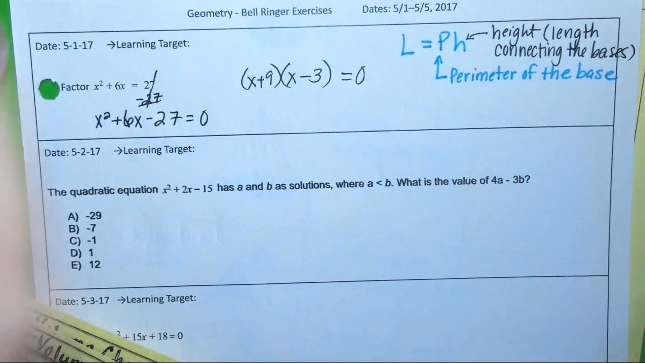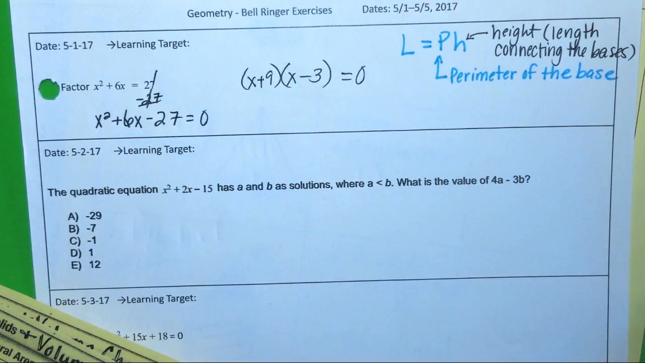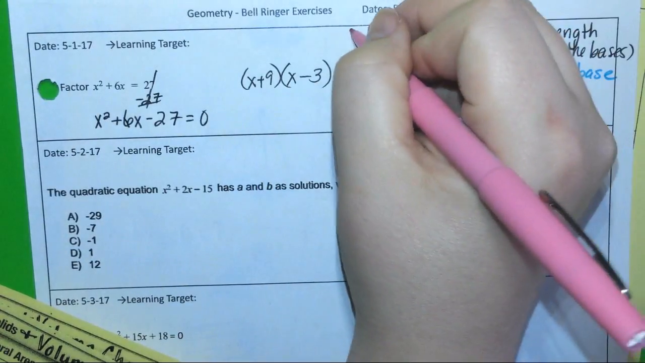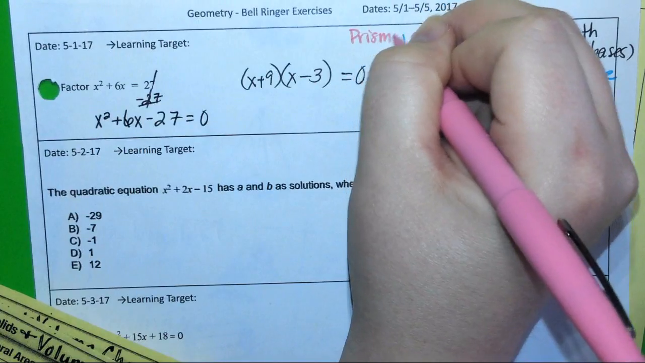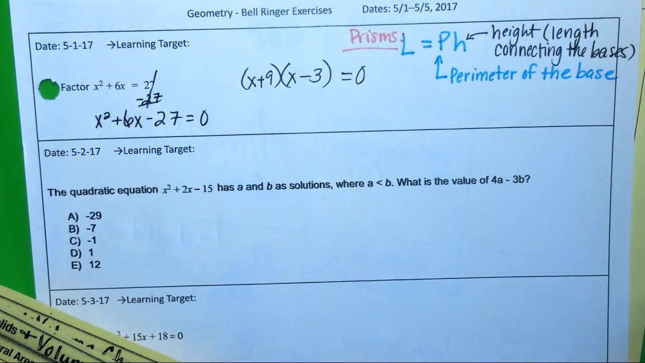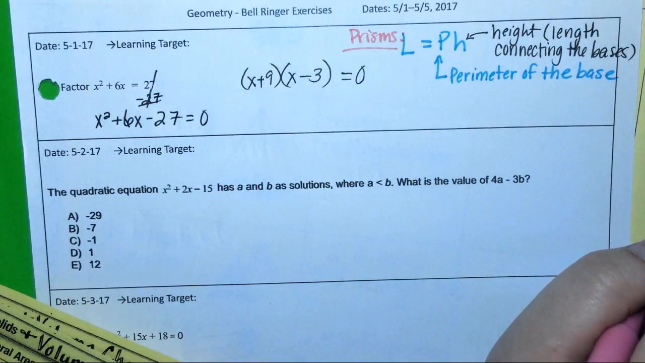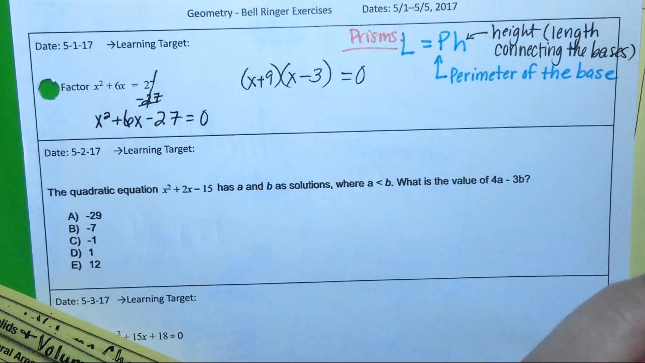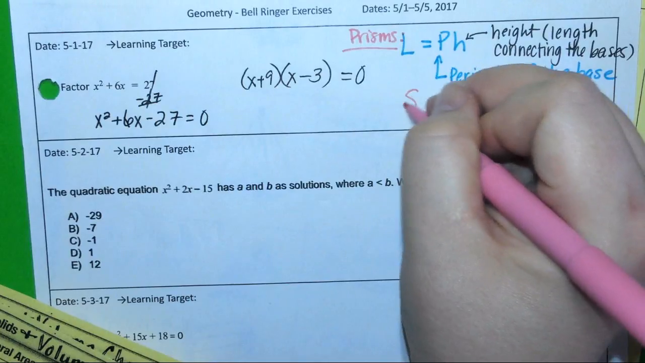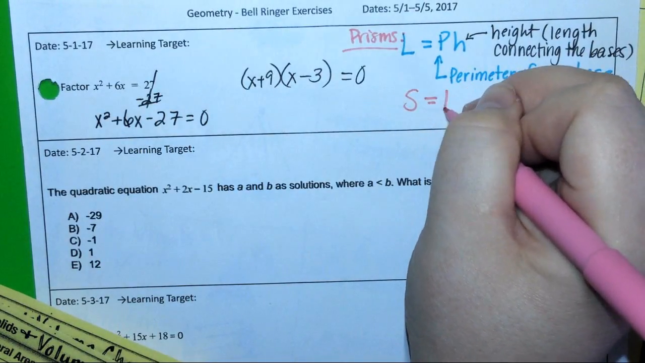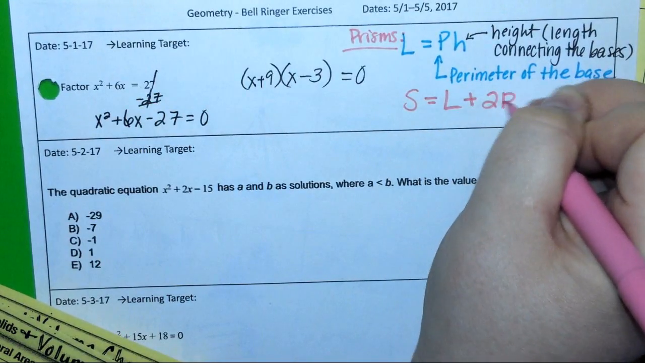Okay, we also use the surface area formula for prisms. This is for prisms. I'm not even going to bother going over the ones for cylinders because the only real difference is the pi and the r, and you know r is for radius, so you're okay now. The surface area one was L plus 2B.